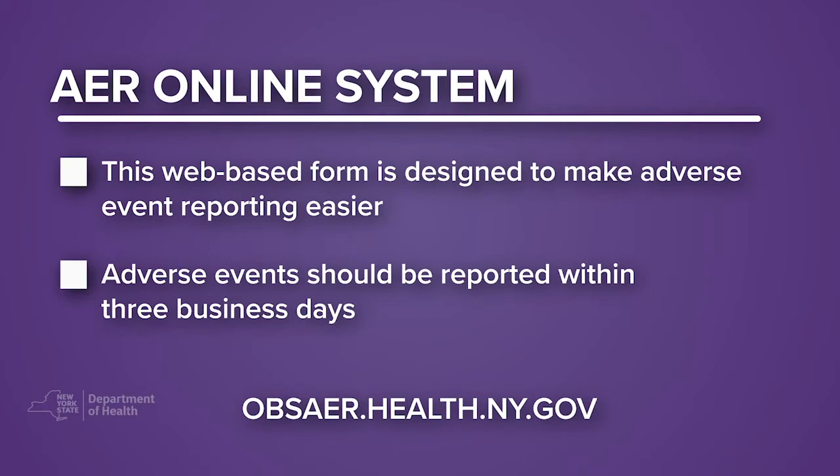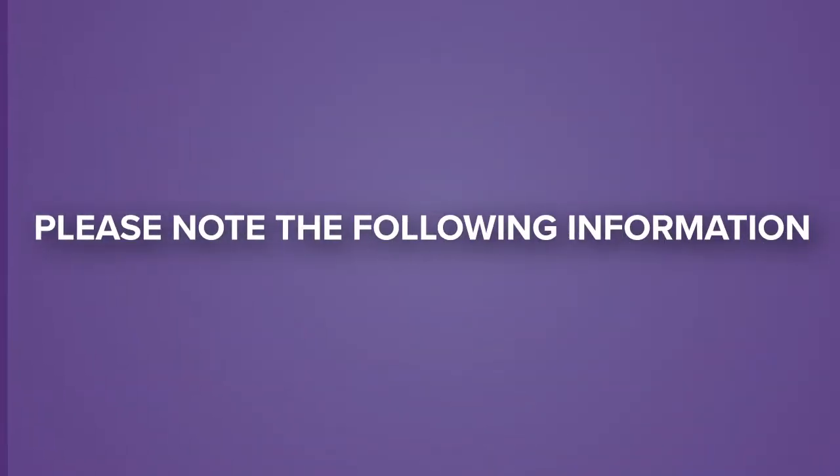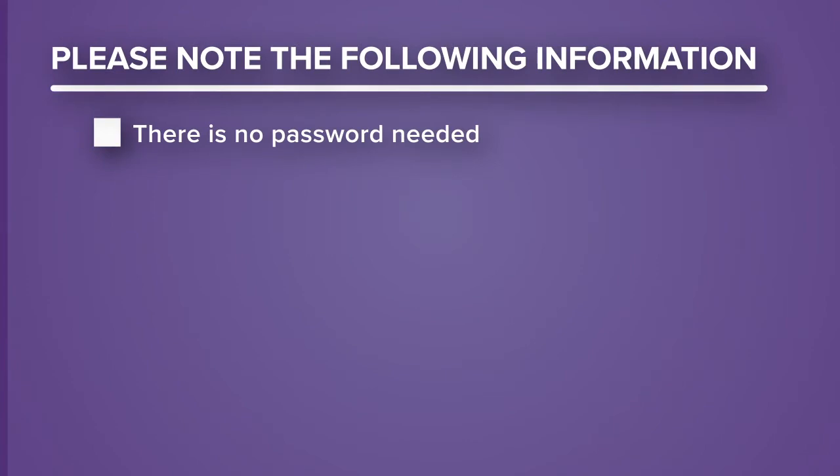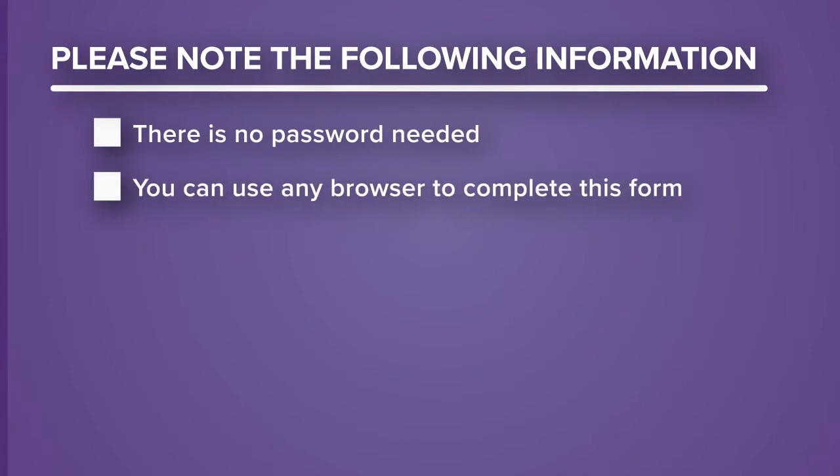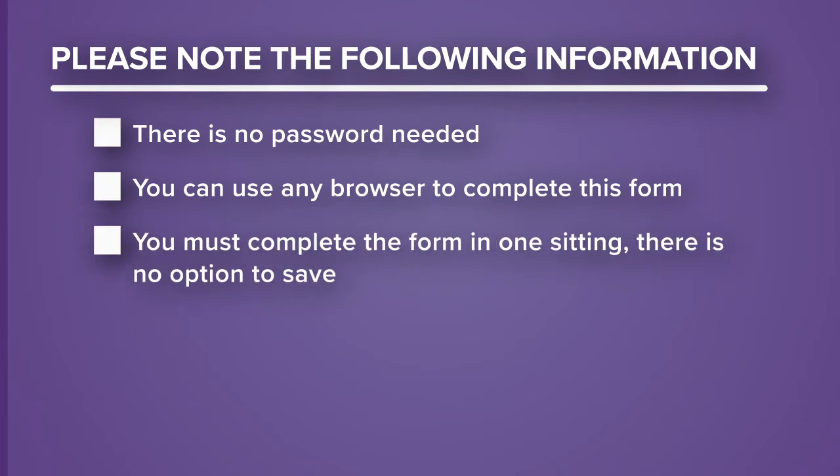You can find the form at obsaer.health.ny.gov. Before we get started, please note the following information. There is no password needed. You can use any browser to complete this form, just make sure it is up to date. You must complete the form in one sitting. There is no option to save or partially complete.